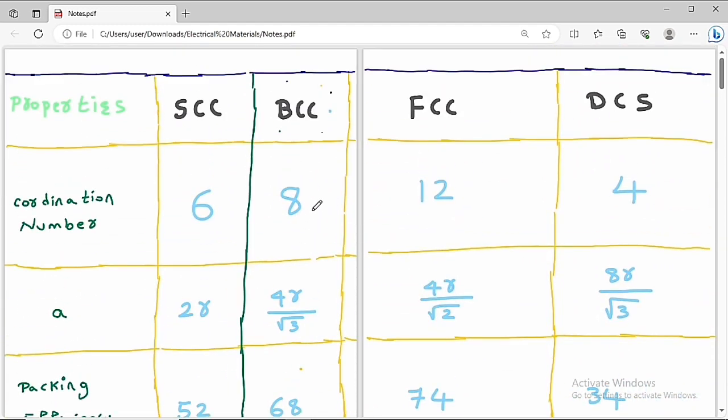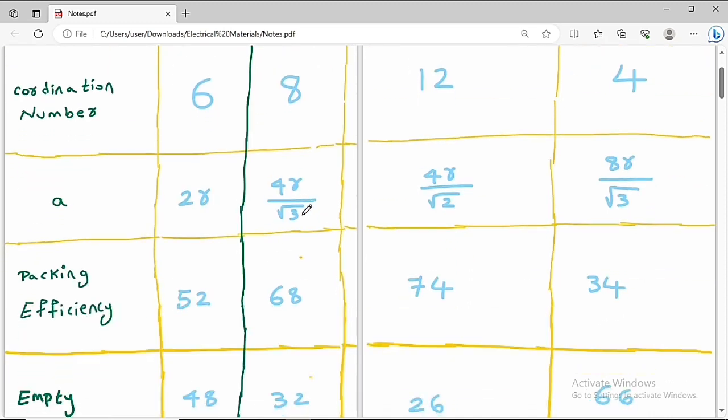And in the case of BCC, the coordination number is 8. 8 indicates that this many atoms touch a single atom. Whereas A is equal to 4R by root 3 in the case of BCC. Here A is the edge length of the unit cell, or the side length of the unit cell, where R is the radius of the atom. And what's the packing efficiency? In the case of BCC, the packing efficiency is 68%.